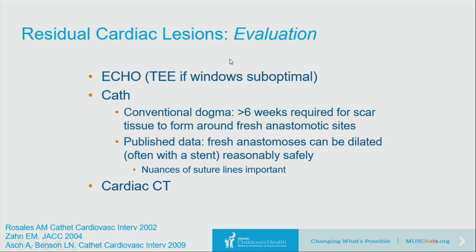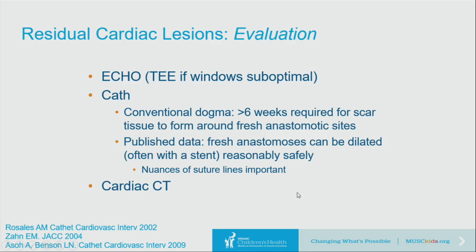The conventional dogma, and one of the things that makes people nervous about cath, besides the contrast and the field trip and the potential for bleeding related to the catheters, is the disruption of suture lines. But there are a couple of papers from different centers that have shown up in the literature in the last decade or so that demonstrate that most fresh suture lines can be safely dilated in the cath lab, particularly if you use a stent, much sooner than 6 weeks after cardiac surgery.